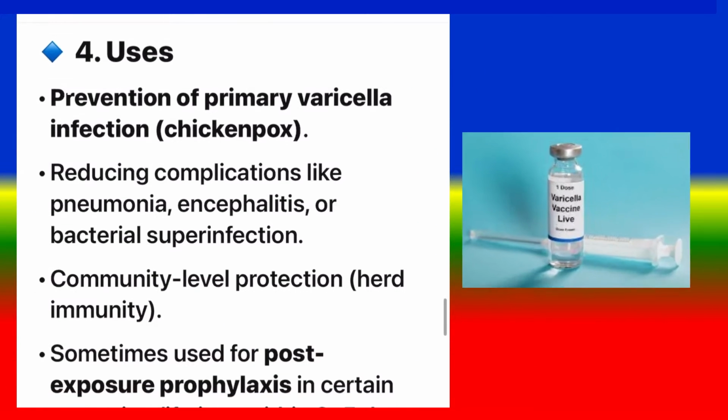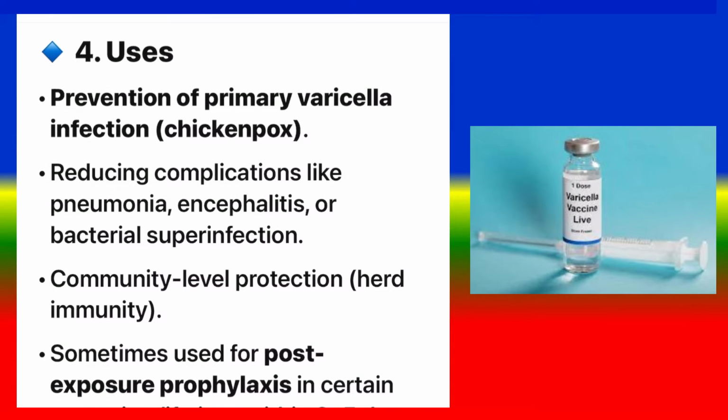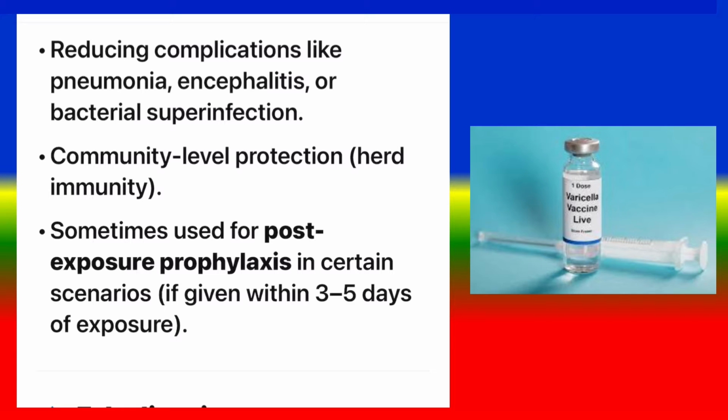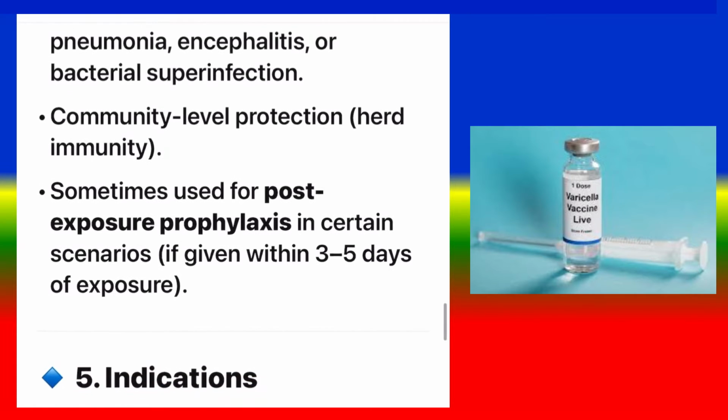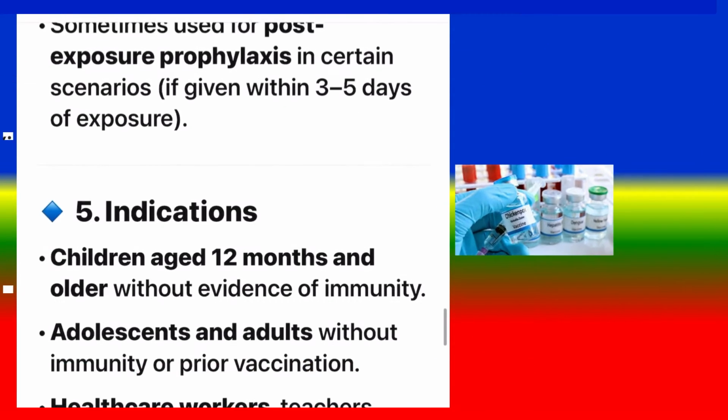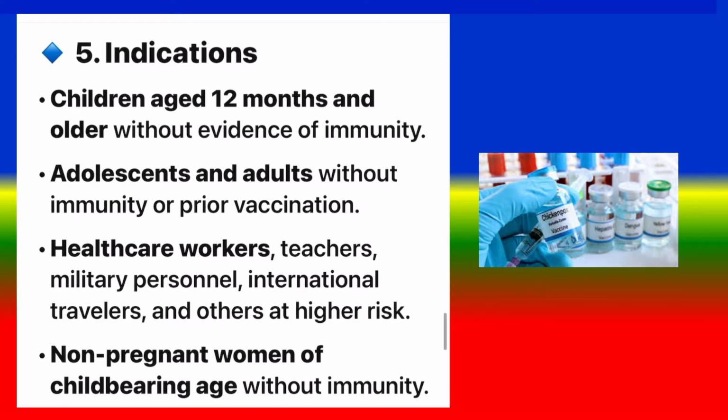4. Uses: prevention of primary varicella infection, chickenpox. Reducing complications like pneumonia, encephalitis, or bacterial superinfection. Community-level protection, herd immunity. Sometimes used for post-exposure prophylaxis in certain scenarios if given within 3 to 5 days of exposure. 5. Indications: children aged 12 months and older without evidence of immunity.